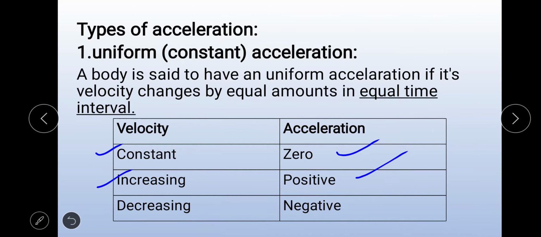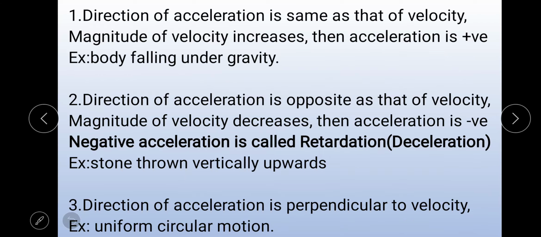Last one, the velocity of the body is decreasing, then acceleration is negative. Remember these points. Next, consider 3 cases here regarding the direction of acceleration. First one, direction of acceleration is same as that of velocity. Magnitude of velocity increases, then acceleration is positive.